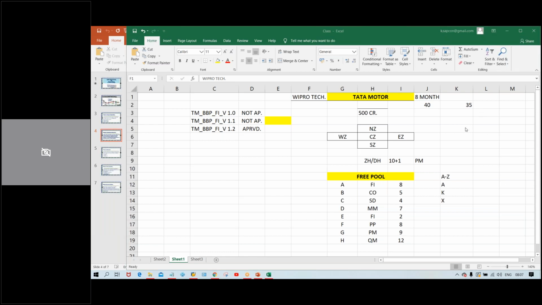Anyone, just let me know. Tell me, guys, which version of the blueprint are we sending to the client for sign off purposes? 1.2. 1.2. Any other answers? Even here, the chat box is also there, guys. You can type.